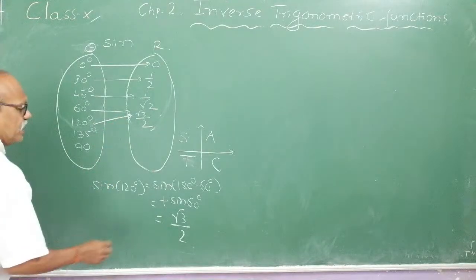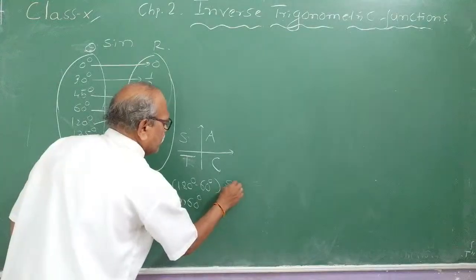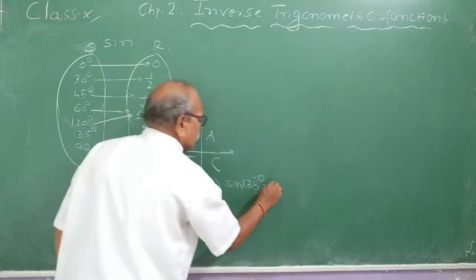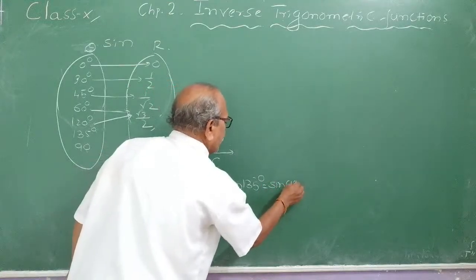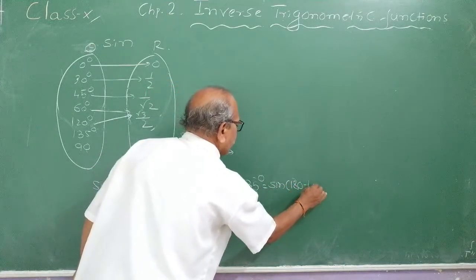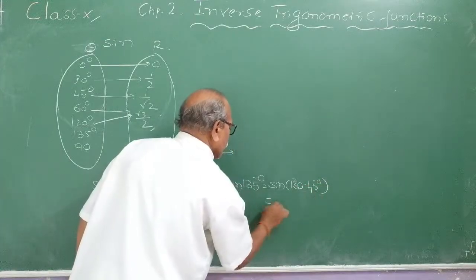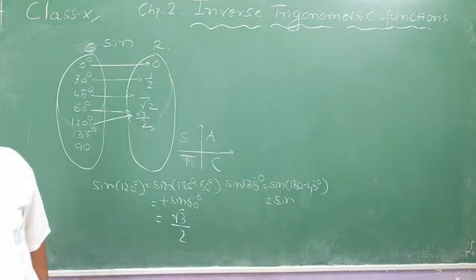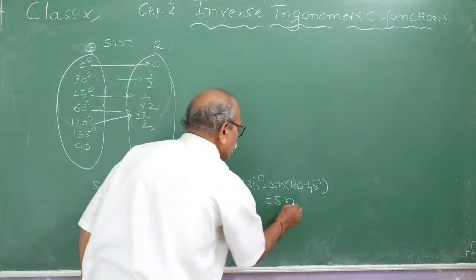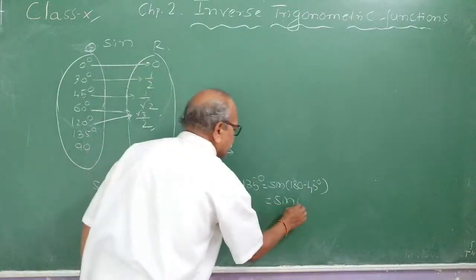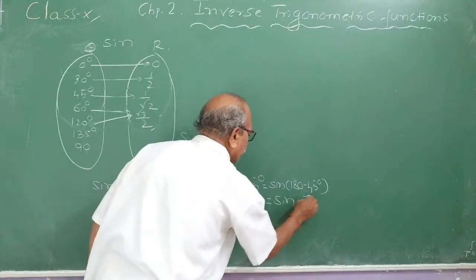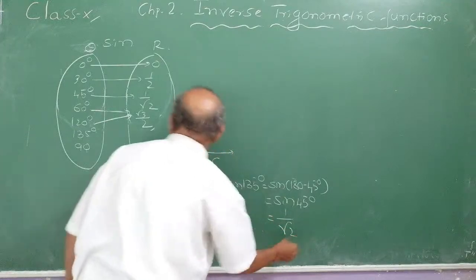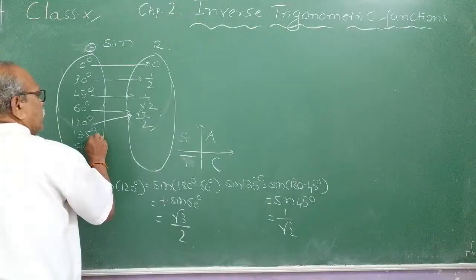What is sine 135 degree? If you take sine 135 degree, you can write it as sine 180 minus 45 degree. What do you get here? Sine 180 minus 45 degree. Second quadrant again, sine remains sine only, positive, therefore you will get sine 45 degree and you will get what? 1 by root 2.